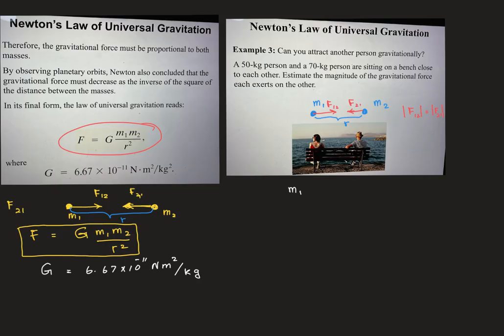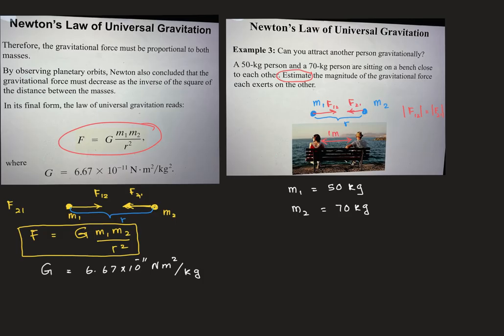In order to solve this problem, we can write down the given information. Mass 1 is 50 kilograms, mass 2 is 70 kilograms, and the problem says, do we have a distance given here? Oh no, it is not given. It just says estimate. So we can decide, maybe they are about a meter apart.